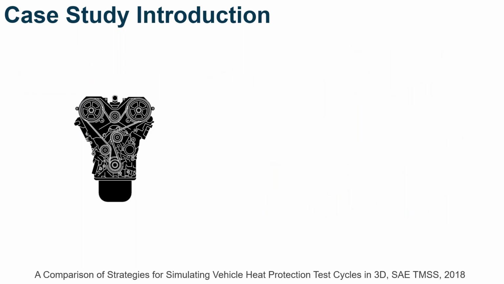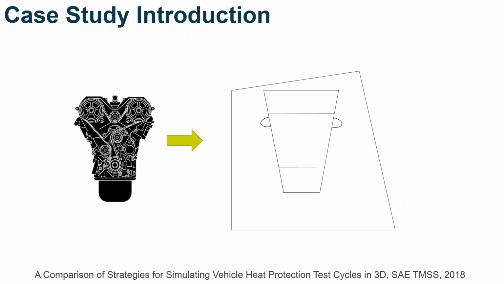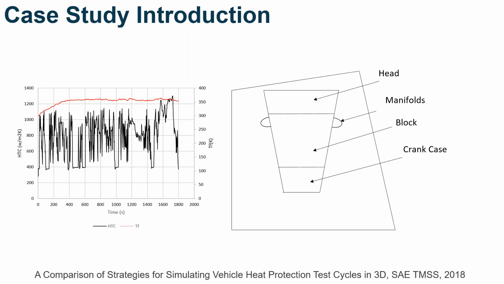The geometry we used was based on a simplified engine bay found in other publications. This was converted to a 2-dimensional form shown here. And what we have in the very top is the head, the manifolds, the block, and the case. These were all specified with those boundary conditions generated from GT.